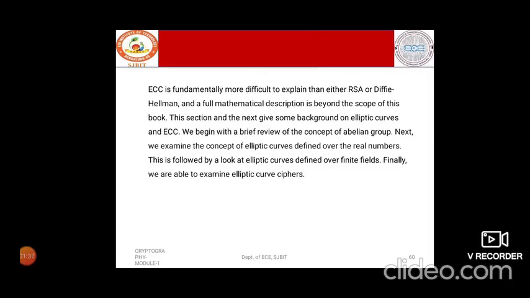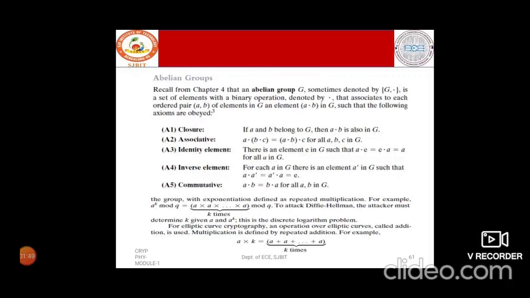So here we'll discuss some abelian groups. If we recall, in the previous module we have already come across the abelian group, denoted as G, sometimes denoted by G dot. Here dot is a generic operator and can refer to addition, multiplication, or some other mathematical operation. It is a set of elements with a binary operation denoted by dot that associates to each ordered pair (a, b) of elements in G an element a dot b in G, such that the following axioms are obeyed.